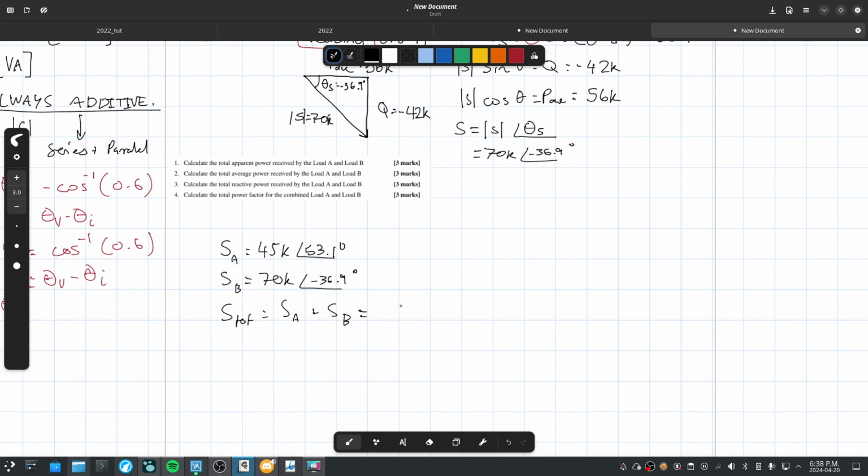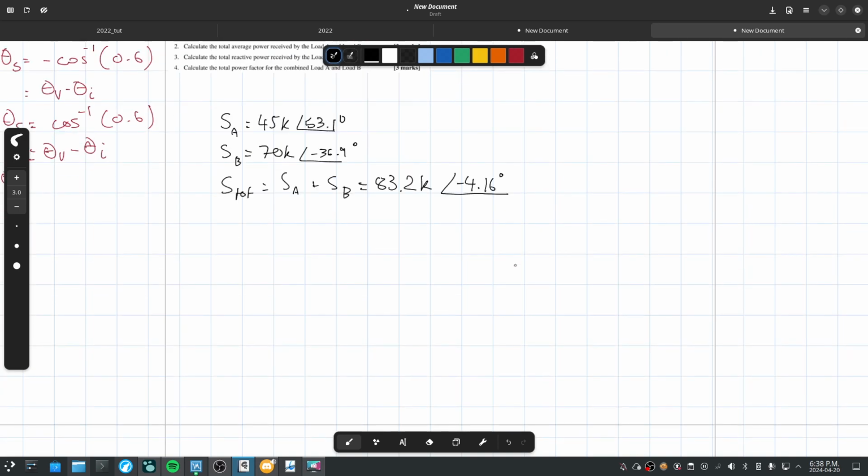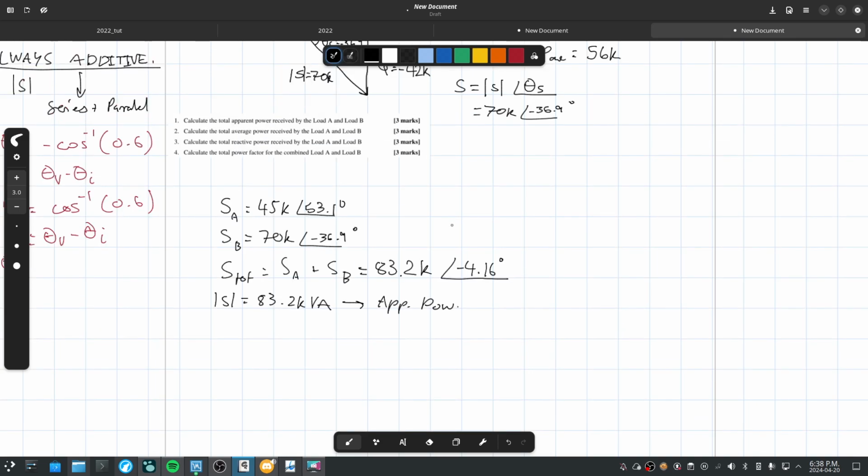Yes, for apparent power. So that is 83.2 thousand with a degree of negative 4.16 degrees. So our magnitude S is equal to 83.2K. This is our apparent power. So let me just write VA. This is our apparent power. And again, this is a triangle, so we can add them up in phasor form.